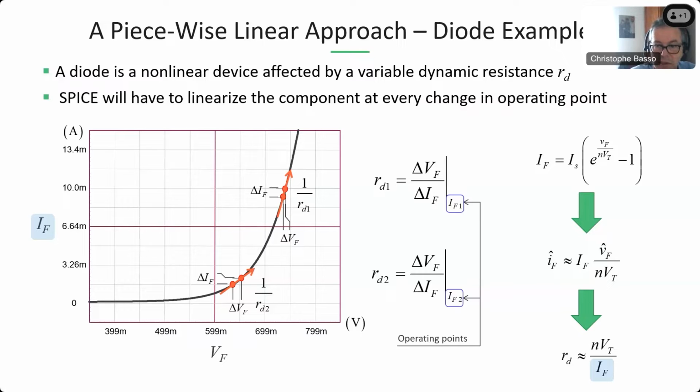All these changes must be computed by Spice cycle by cycle to linearize the nonlinear component exactly at the new operating point, because the goal is to obtain a time continuous linear equation that can be quickly solved by the engine.